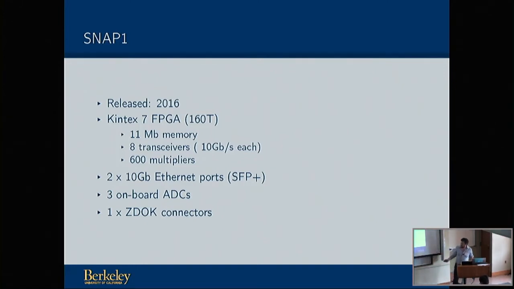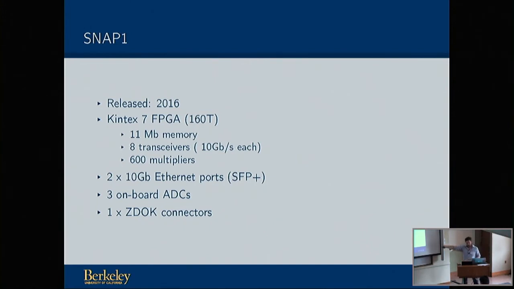Kintex 7 FPGA, we've gone from the 6 series to the 7 series. Obviously, higher numbers equals better. So now, this is actually a relatively small FPGA. So Snap One targeted the kind of low-cost market. It was designed for the HERA telescope. So a few hundred multipliers, a little bit of memory, some transceivers.